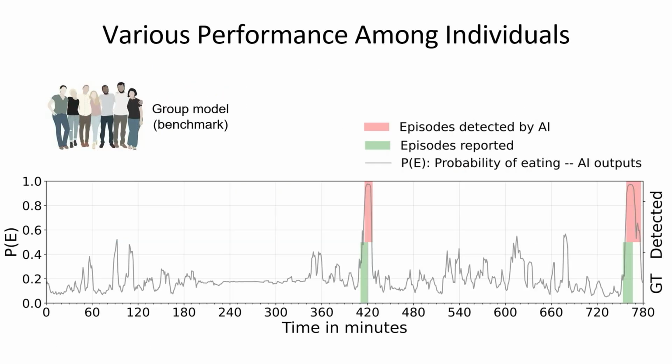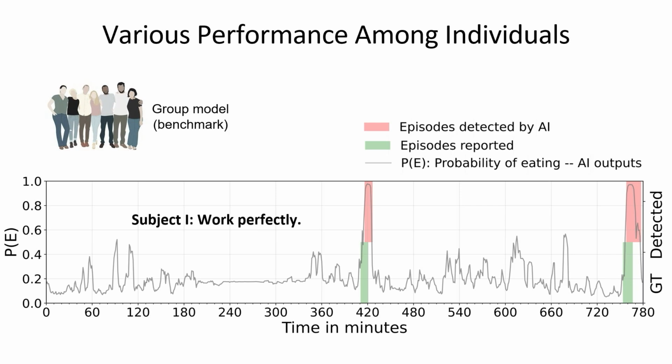And here are some results we obtained from the group model. Here is a 1 day result for one participant. The x-axis is the time in minutes, about 12 hours, and the y-axis is the probability of eating. The green box on the bottom shows the episodes the participant reported, and the red box shows the episodes detected by our classifier. Although there are some delays in each detection, in general, this classifier worked pretty well for that subject.